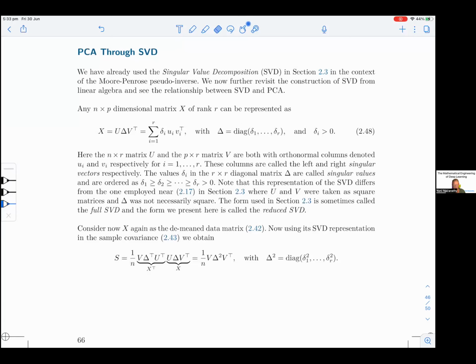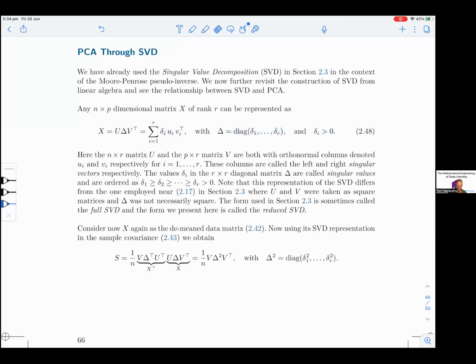Any n by p dimensional matrix X of rank R can be represented as X equals U delta V transposed, which can be represented as the sum over i equals 1 to R, R being the rank of the matrix, of delta i times the outer product u_i v_i transposed, with delta being the diagonal matrix delta R, and delta i being strictly positive. You've got R of those based on the rank.